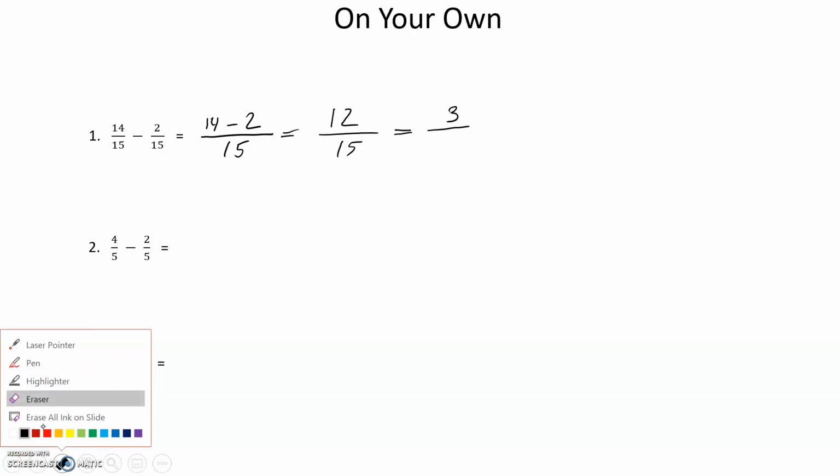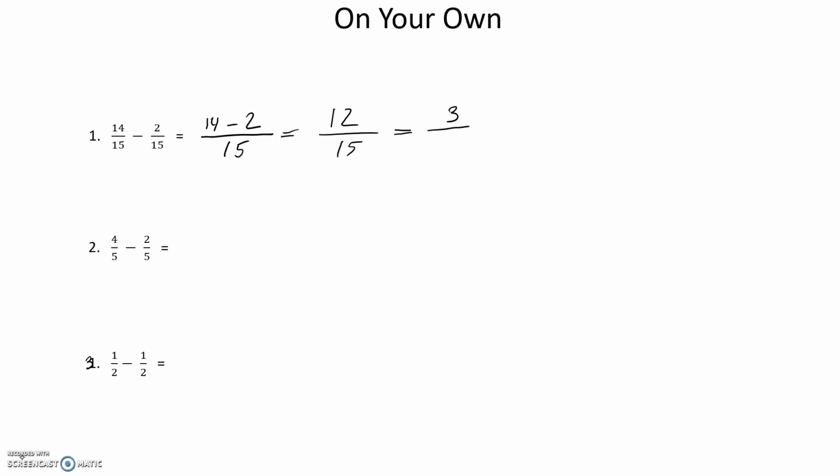3 is a common factor, so I'm dividing both the numerator and denominator by 3. 12 divided by 3 is 4, and 15 divided by 3 is 5, so 4/5. All right, so that's my answer simplified.